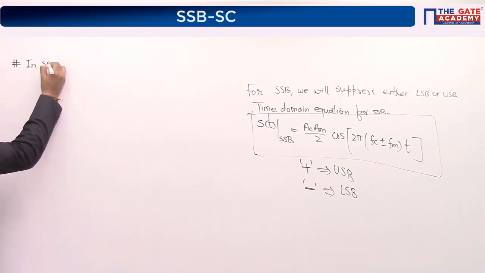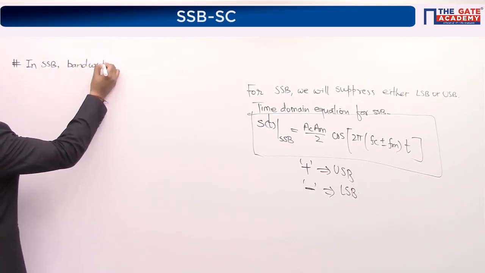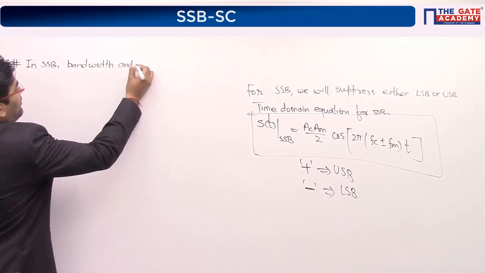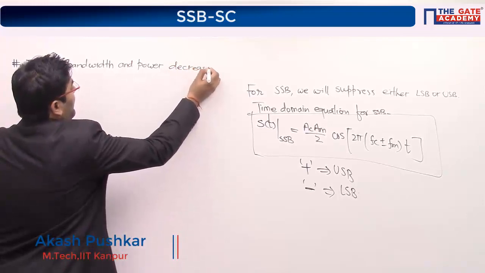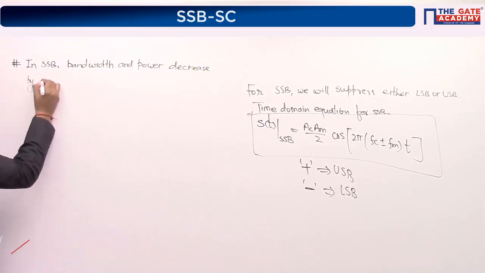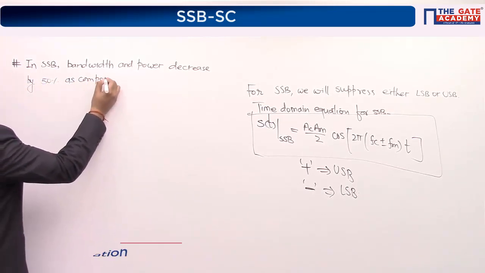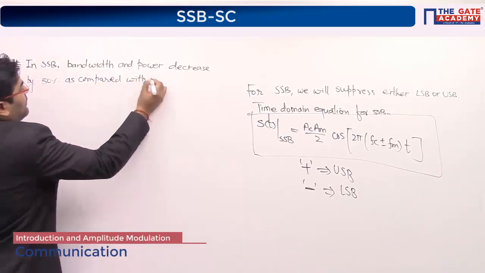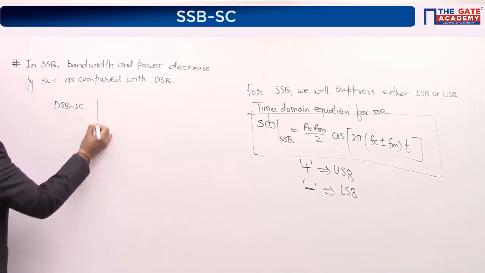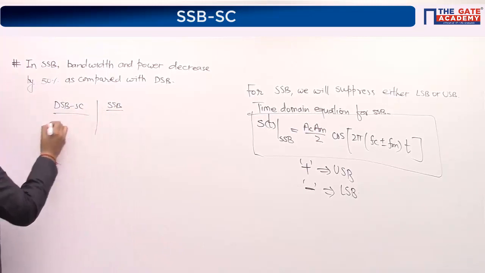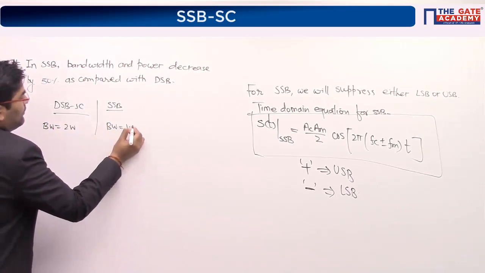In single sideband, bandwidth and power decreased by 50% as compared with double sideband, right? So double sideband suppressed carrier comparing with single sideband. Bandwidth was 2W, so bandwidth has now changed to W.